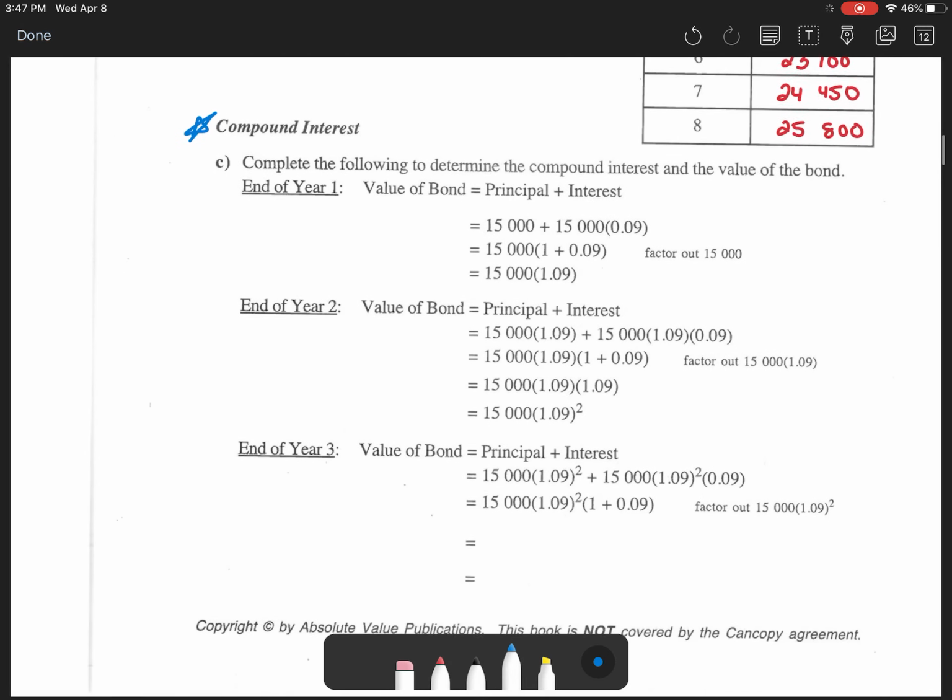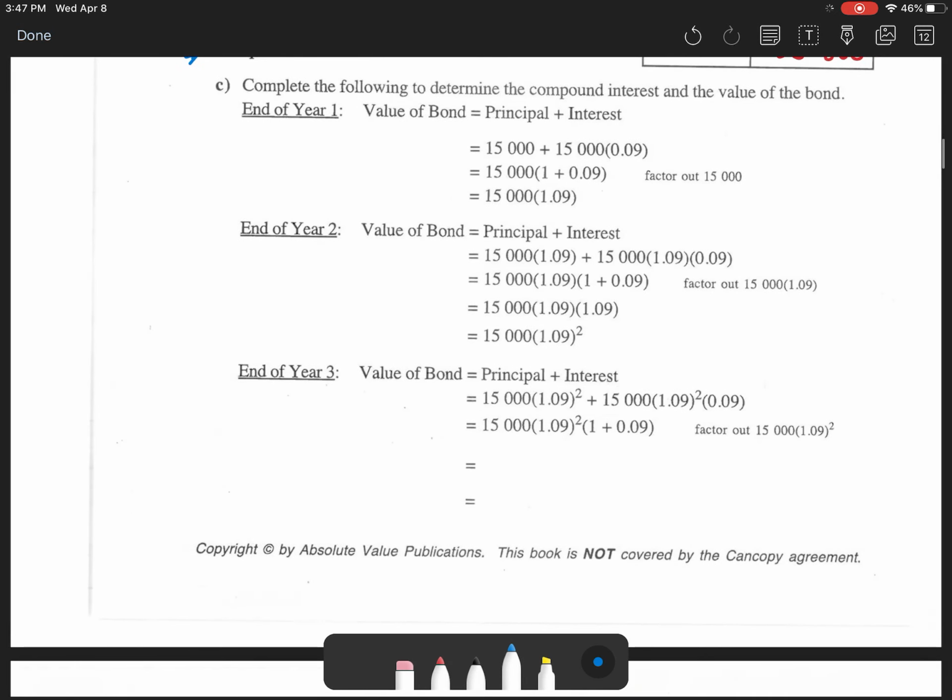Okay, now compound interest, a little more complicated, but I will walk you through it and it will be super clear. Okay, so complete the following to determine the compound interest and the value of the bond. So what happens at the end of year one, as you can see, they take the principal, which was the $15,000, and to that they're going to add the interest. Well, how do you get interest? You take the original amount and multiply it by the interest rate.